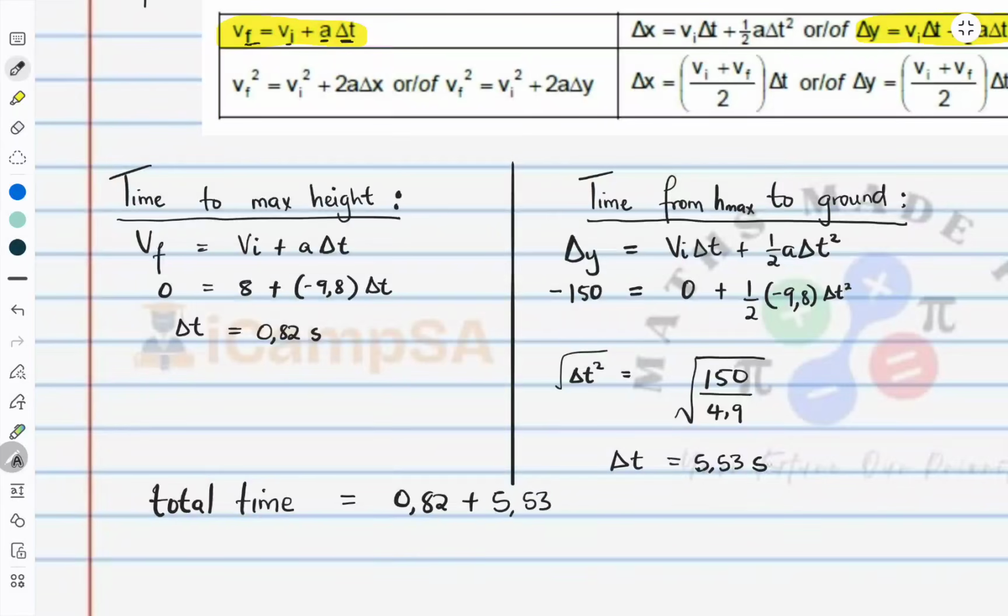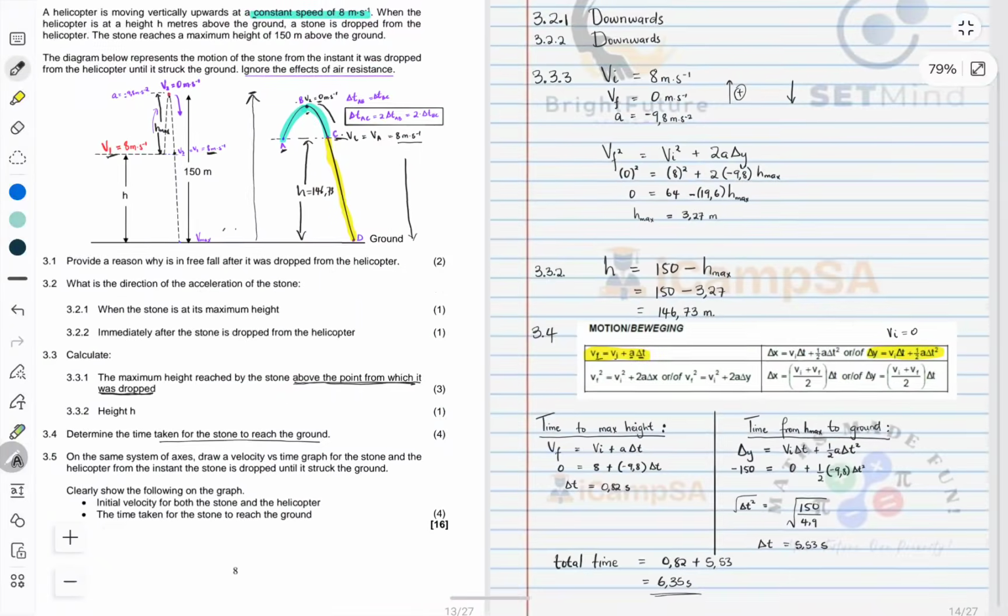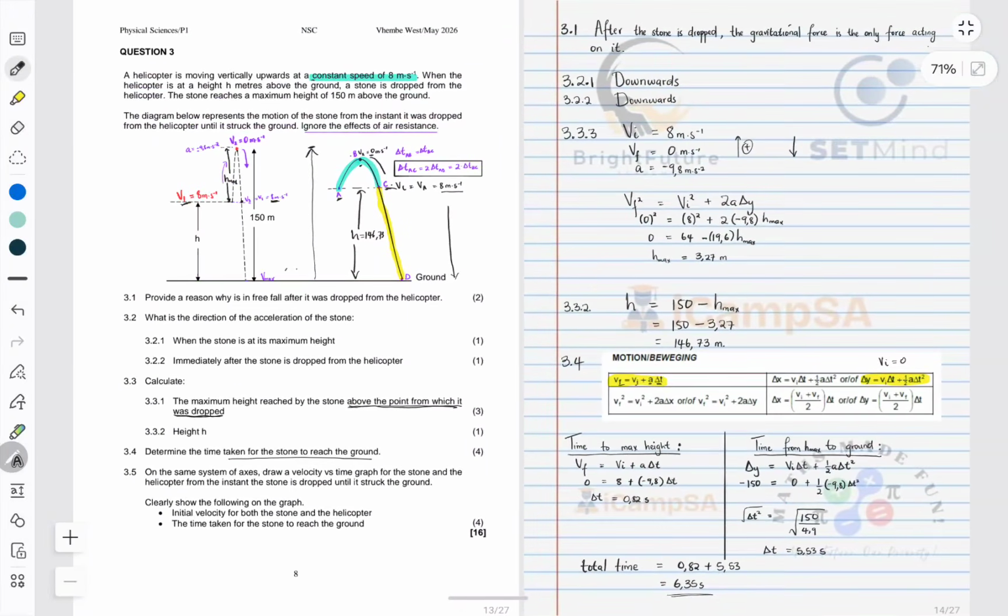Oh, I forgot my units there. And this will give you 6.35 seconds. So that's how long it takes for the ball to reach the ground. Okay, that's your time right there. That's what you would do to find that.